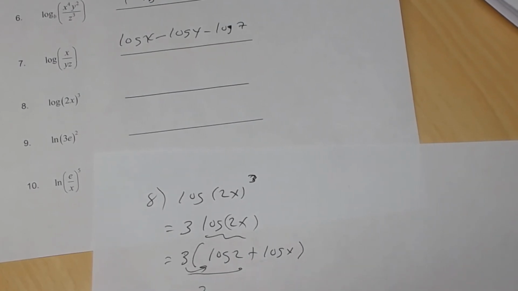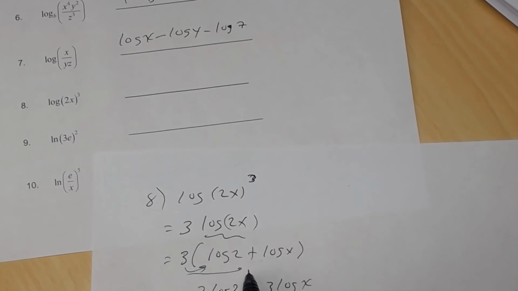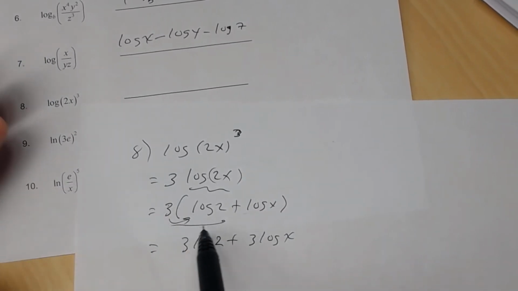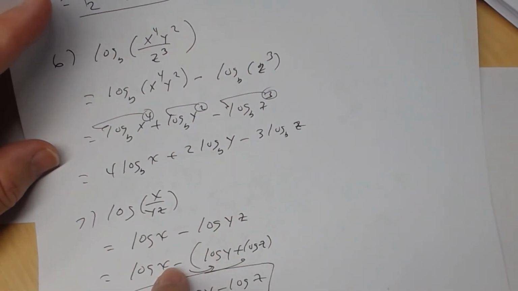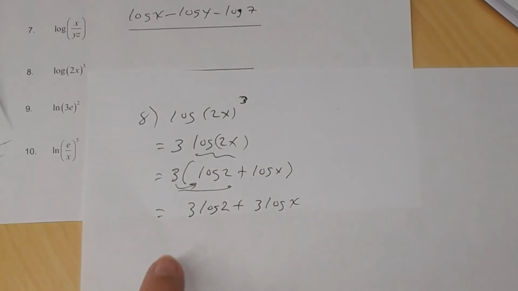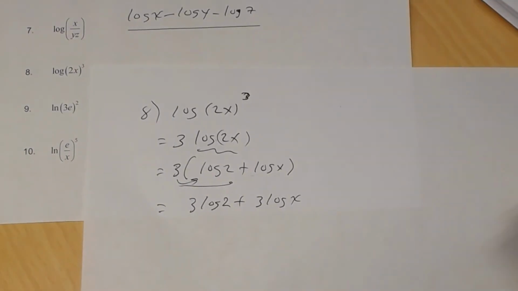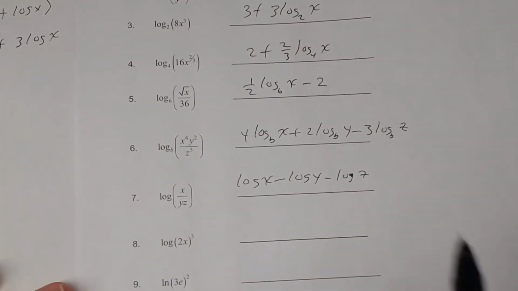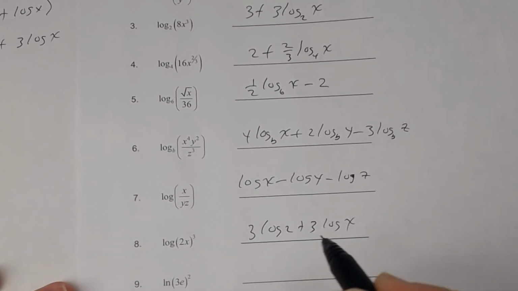If you weren't careful, you probably would have said 3 log 2 plus log x, and it should have been 3 log x. So be careful. When you expand it as two terms, remember you're multiplying by 3. Just like a while ago, when we expanded in two terms, you were subtracting both of those. Here, when you expand it, you're multiplying both of those by 3. Same idea. So in number 8, the answer is going to be 3 log 2 plus 3 log x.